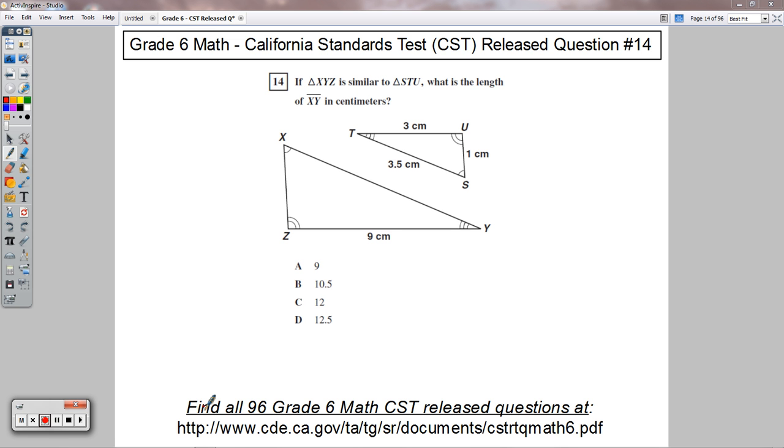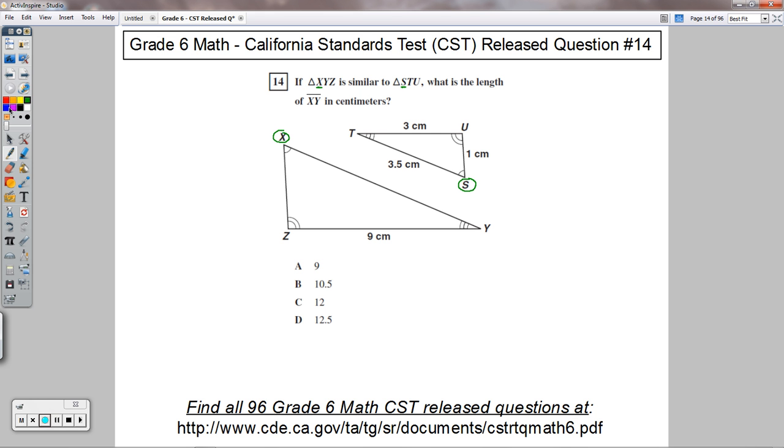Question 14 says, if triangle XYZ is similar to triangle STU, what is the length of segment XY in centimeters? Good question. Let's figure this out. So X has to match up here with S. If they say they're similar, these are written in a corresponding or matching order. So S, notice this is the one with one little angle mark as well. So S matches up with X.